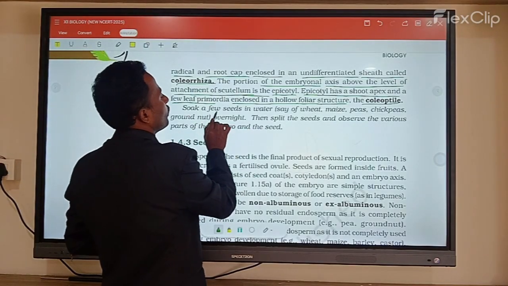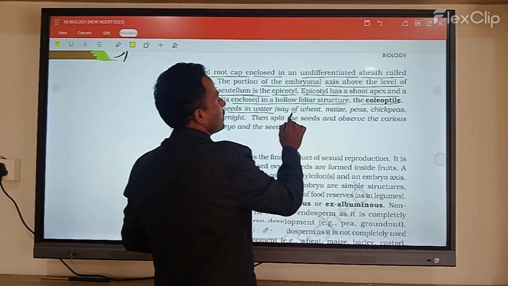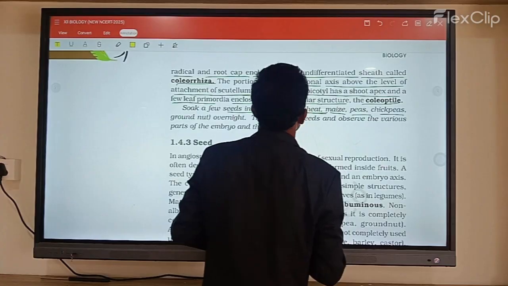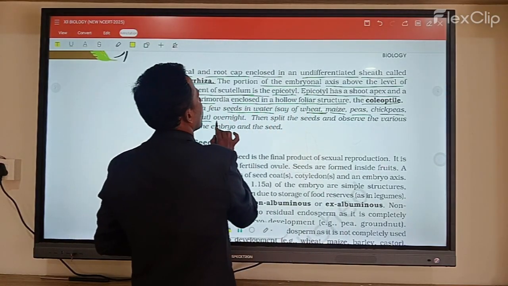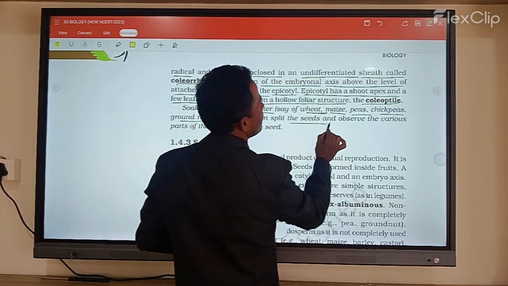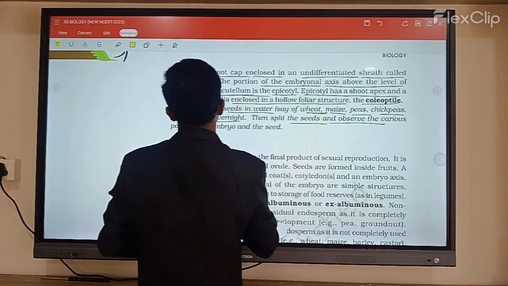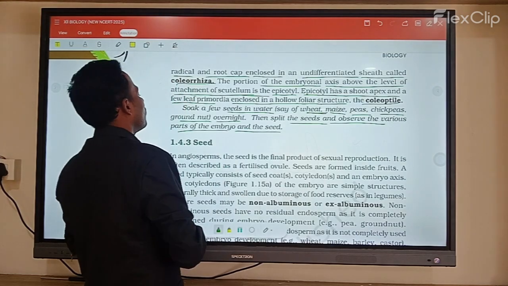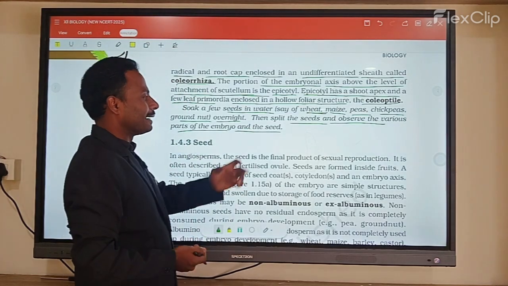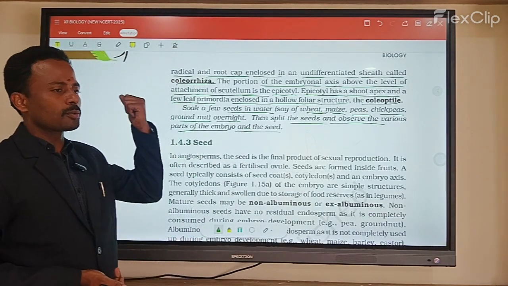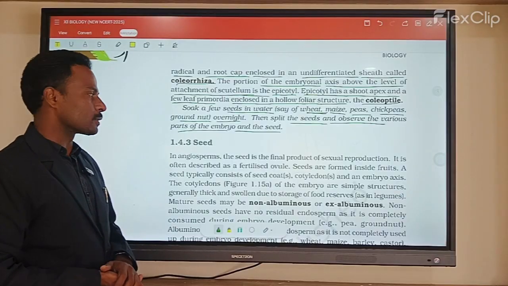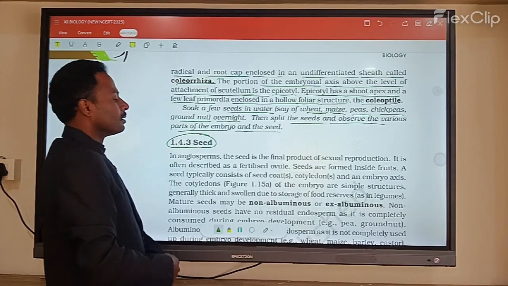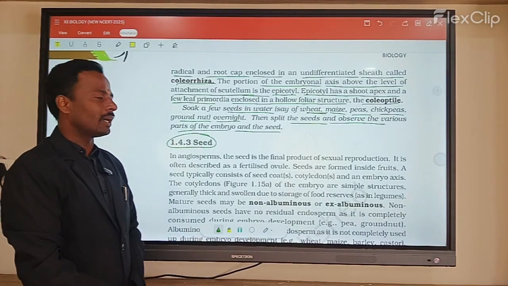Soak a few seeds of water, wheat, maize, peas, chickpea and groundnut overnight, then split the seeds and observe the various parts of the endosperm and the embryo in the seeds. So when you observe, see what development takes place. Okay. Next, what is next? Seeds.